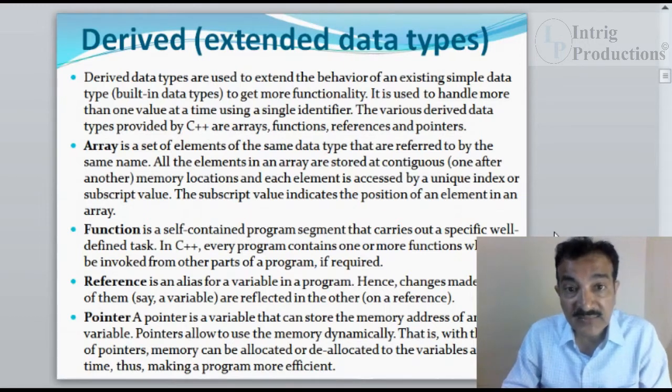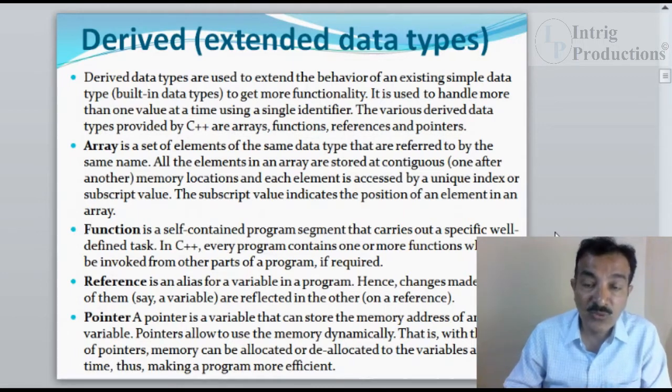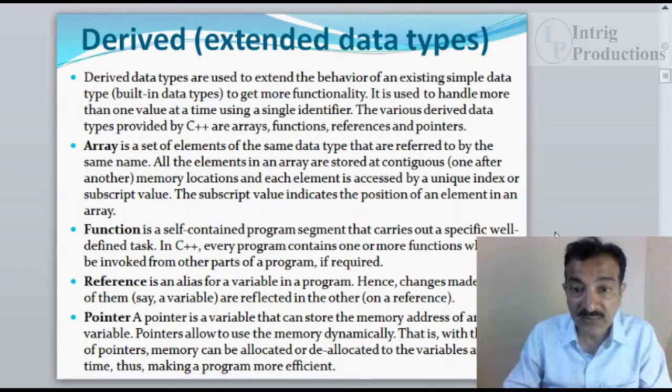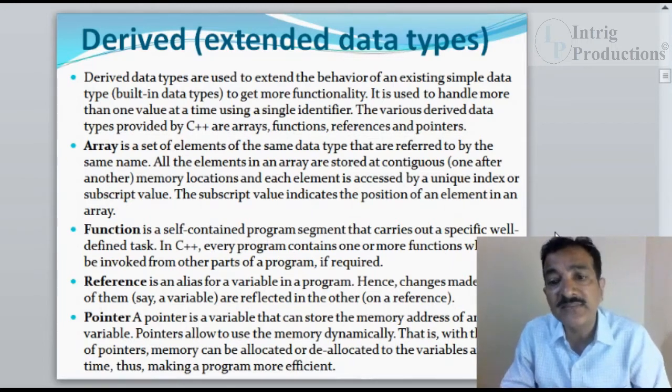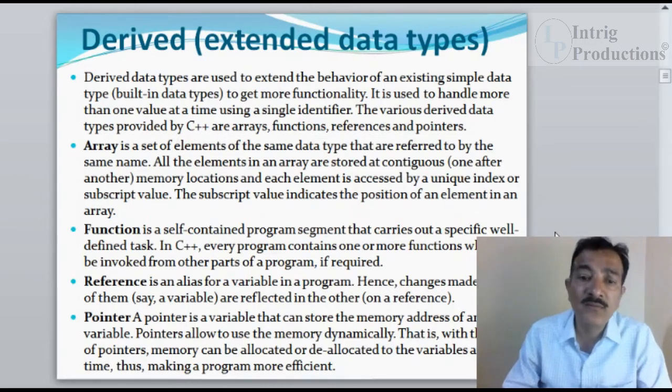The second derived data type is function. A function is a self-contained program segment that carries out a specific well-defined task. If you have a particular well-defined task, you want that task to be separate, so you want a program to do that task. In C++, every program contains one or more functions which can be invoked from other parts of the program.